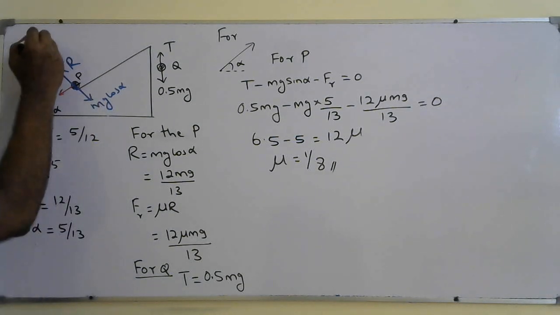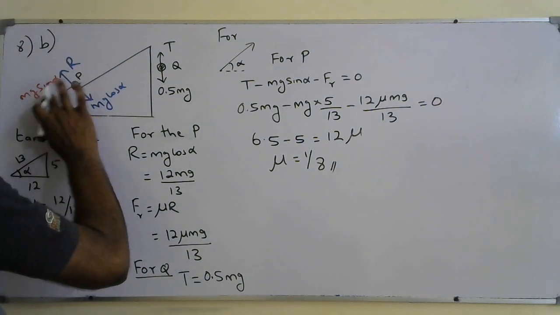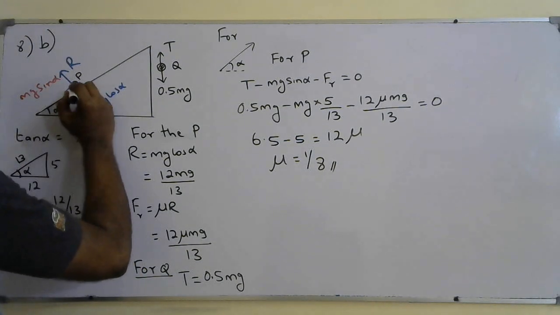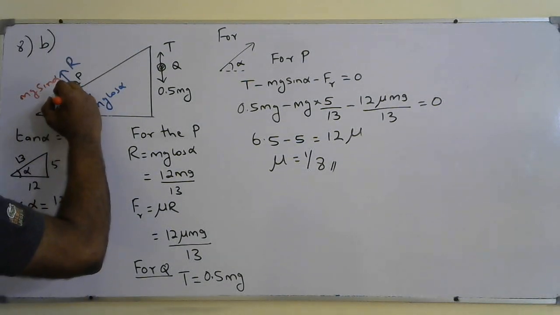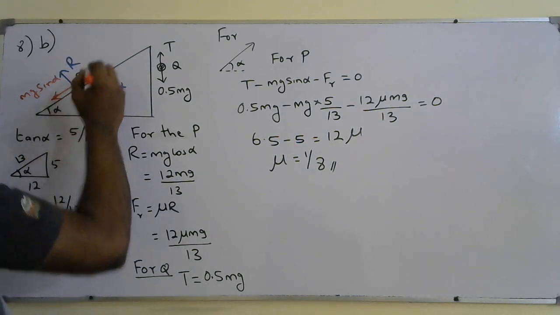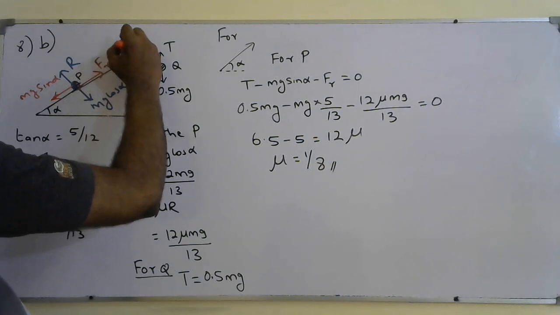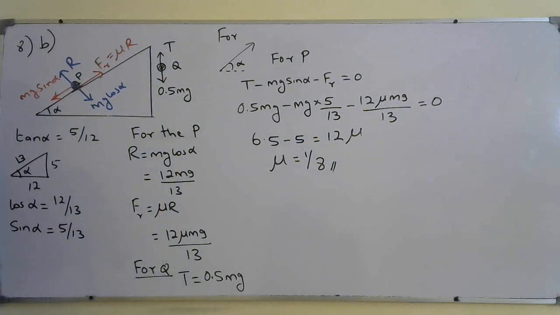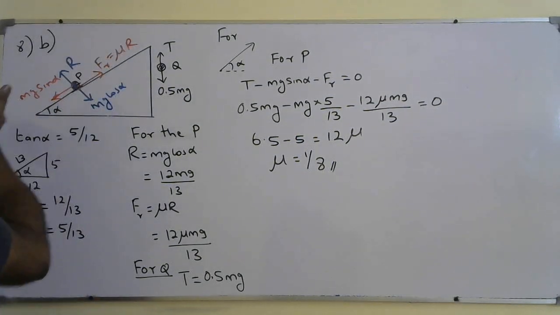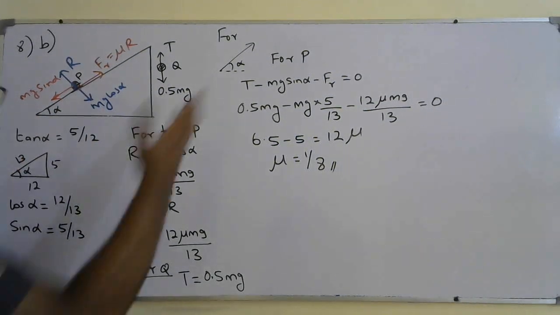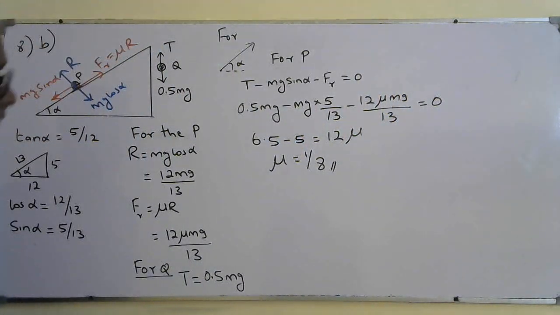So for the B part, now if I draw the diagram, the component of the weight will act downwards, that is mg sin alpha. There is no change in that one. But the friction is acting in the upward direction. Fr equal mu R will act upward because it's moving downward. Okay, so we'll use F equal ma along the plane down. We need to find the resultant force along the plane down, and we'll find the acceleration. Then we'll find the speed.